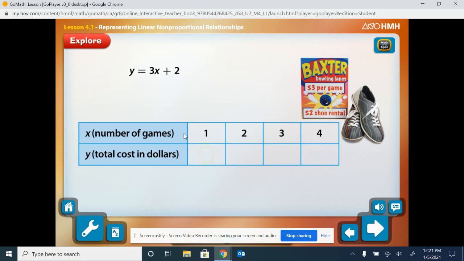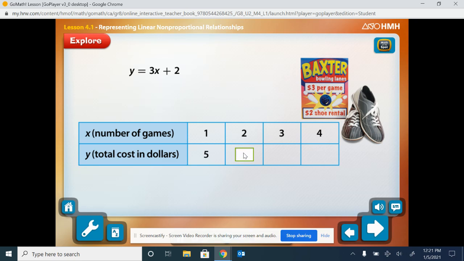What is the value of y when x equals 1? So if I play one game, I still have to pay for shoes. So it's going to be $3 for the game plus $2 for the shoes. So that's going to be $5, okay? y equals 3x plus 2. 3 times 1 plus 2 equals 5. So the value of y is 5.